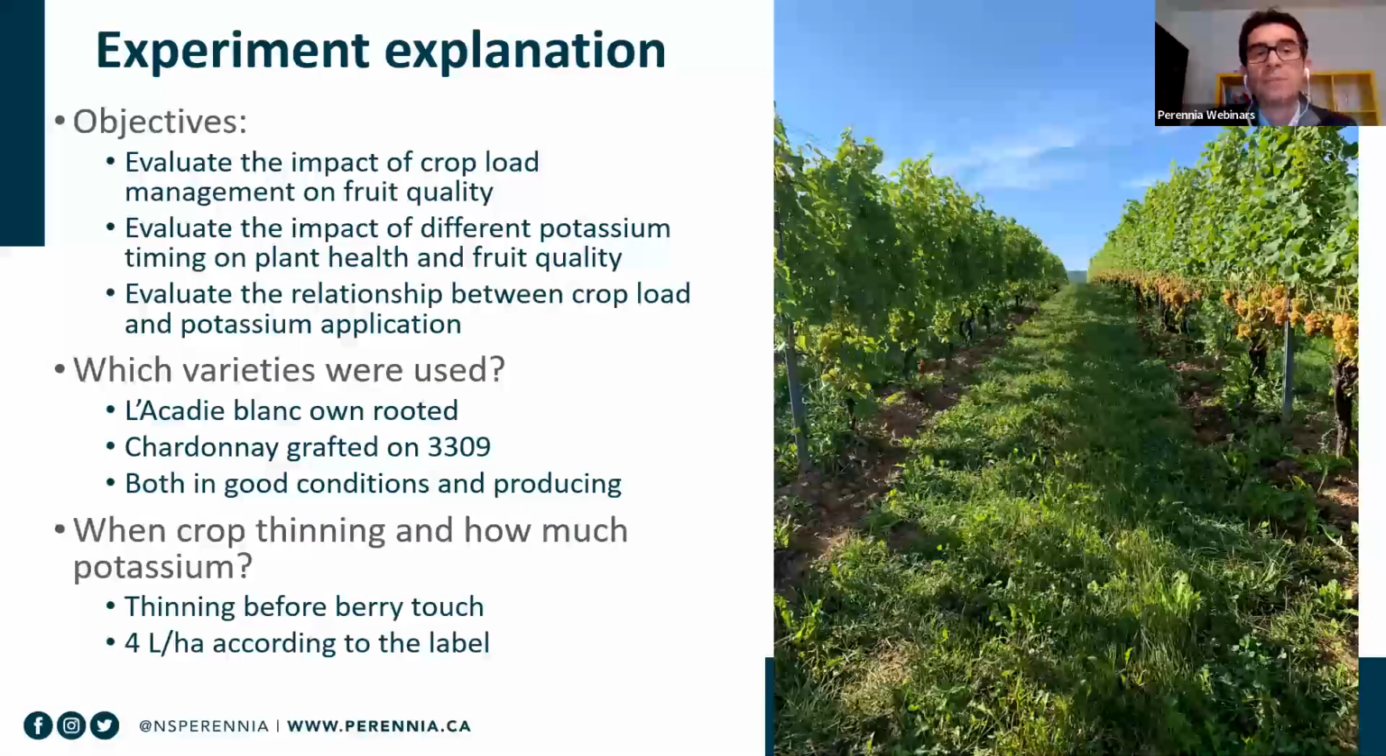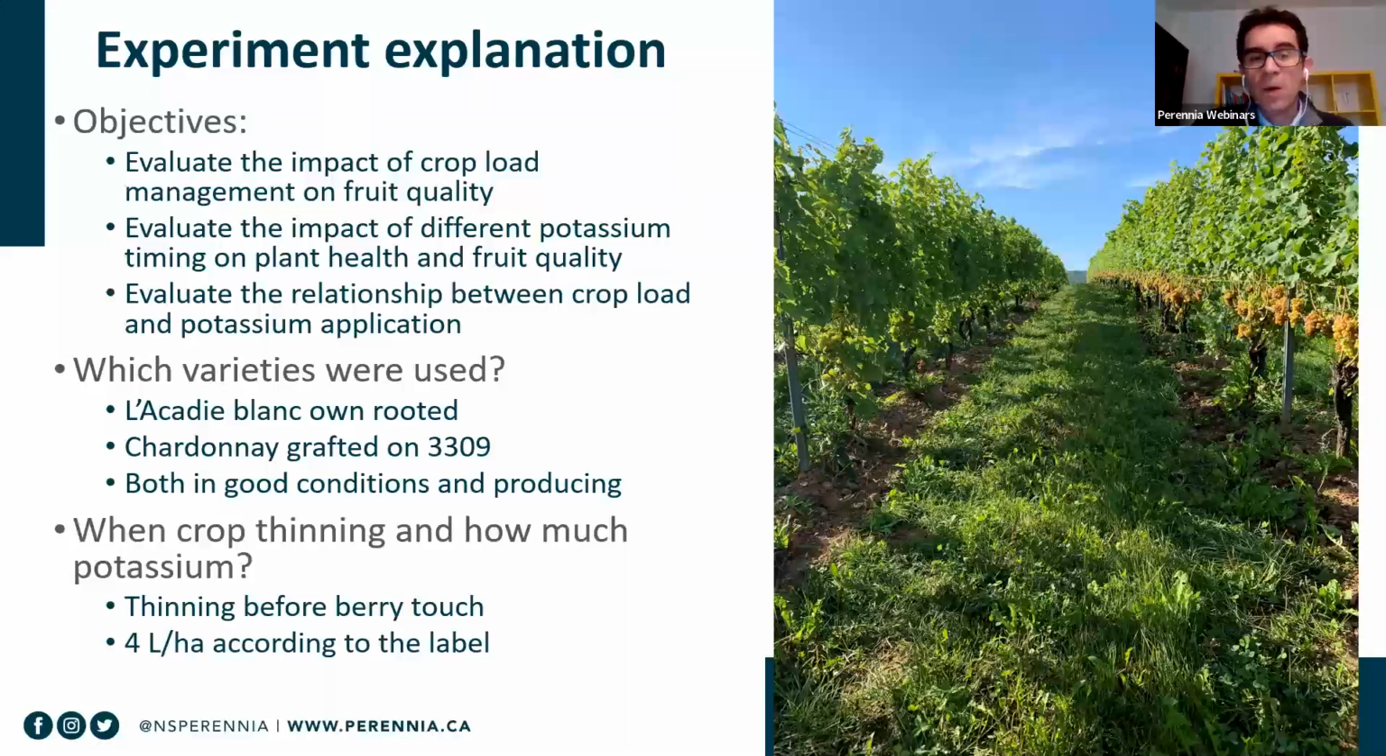So the objectives were to evaluate the impact of crop load and management on fruit quality, evaluate the impact of different potassium timing on plant health and fruit quality, and evaluate the relationship between crop load and potassium application. Which varieties were used? L'Acadie Blanc and Chardonnay grafted on 3309. Both were in good condition and producing.